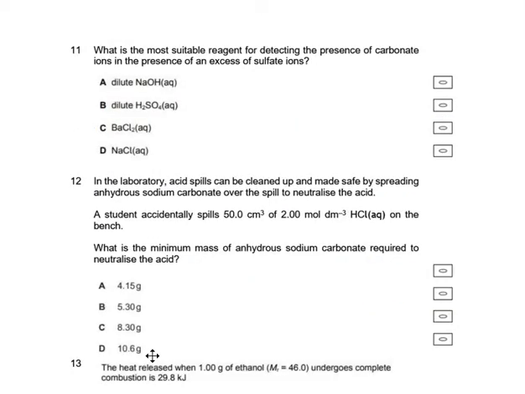Question 11 then, it says, what's the most suitable reagent for deciding the presence of carbonate? So the presence of carbonate in the presence of sulfate ions as well. You should be thinking carbonate, what do I do with that? I do a test for acids, so acid plus carbonate gives me salt plus water plus carbon dioxide, and I would see some fizzing. So I need to look down my list to decide which one's an acid. And looking down those lists there, the only one that's an acid is my dilute sulfuric acid.